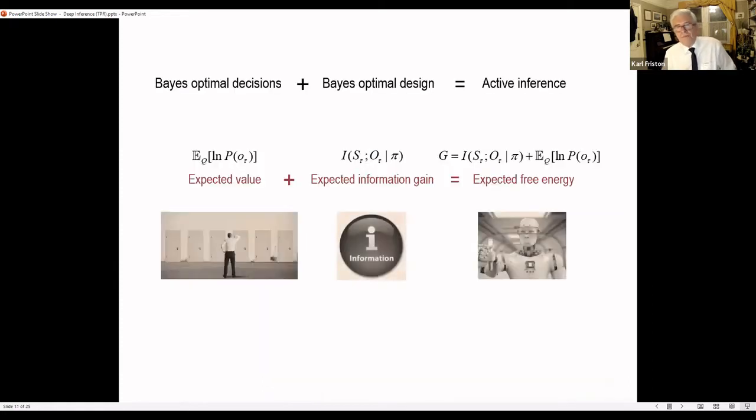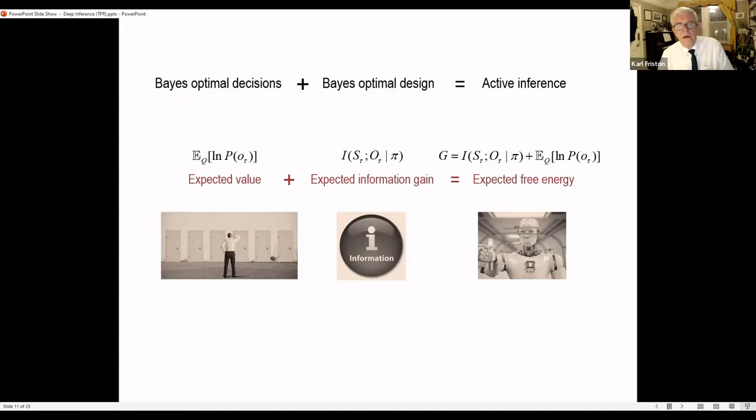So in summary, what have we said? Well, what we're saying is that there is a way of articulating and providing a calculus for sentient behavior, which unpacks basically into Bayes optimality, but covering two dual aspects of what it means to be Bayes optimal.